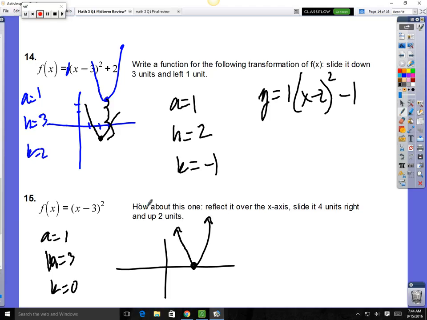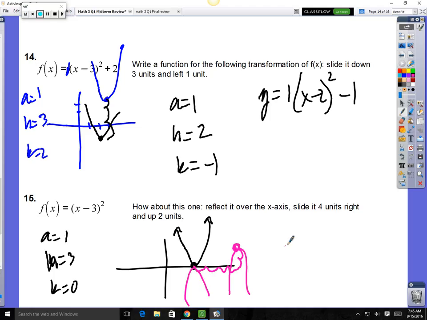Okay, so now let's do this. Let's flip it over the x-axis. So that's going to flip right there. Slide it 4 times to the right. So 1, 2, 3, 4, and up 2 units. 1, 2. There we go. So it's going to look something like this.